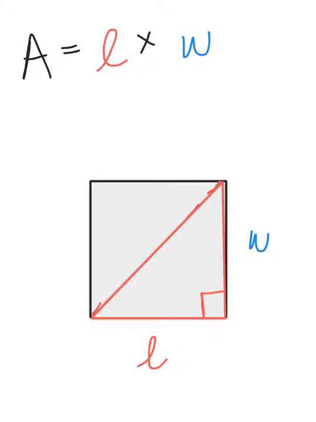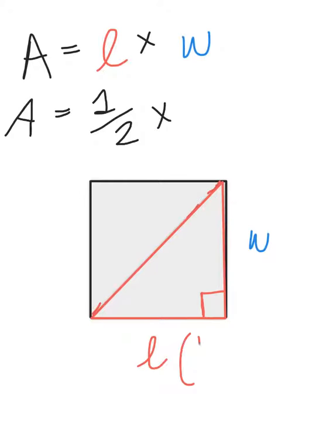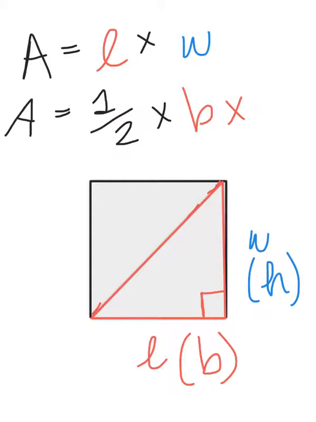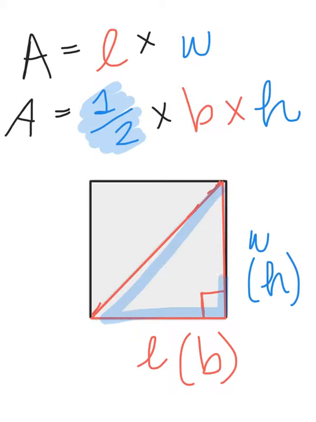So here we have our formula for a right triangle. We have area equals 1/2 times base times height. And you might notice here that the side that's the length is the same as the base, and the side that's the width is the same as the height. But since we're only talking about half of the square, we put that 1/2 in the front of the formula. So really, the formula for a right triangle and a square are actually pretty similar. The right triangle is just half of the square.